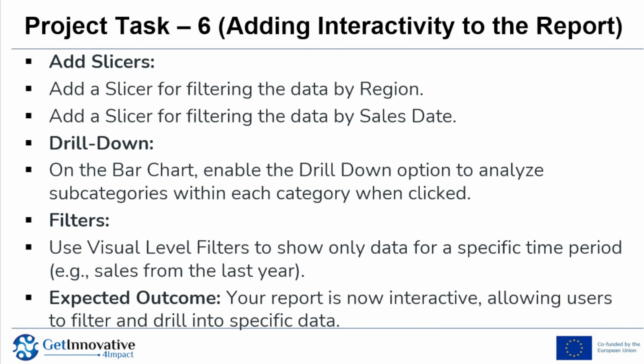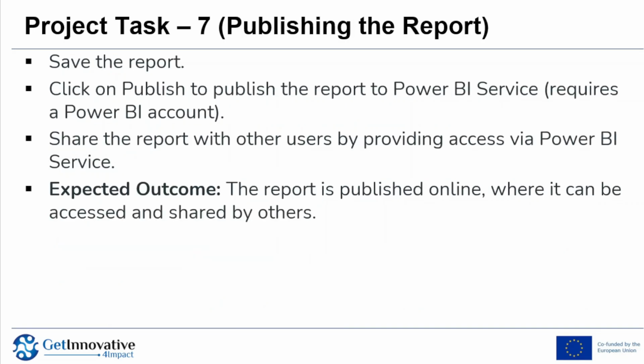Now if you want to add a slicer for filtering the data by region, we can also add a slicer for filtering the data by sales date. If we want to drill down on the bar chart, enable the drill down option to analyze subcategories within each category when clicked. If we want to add filters, we can also use visual level filters to show only data for a specific time period. So the report is now very interactive and allows the user to filter and drill into specific data.